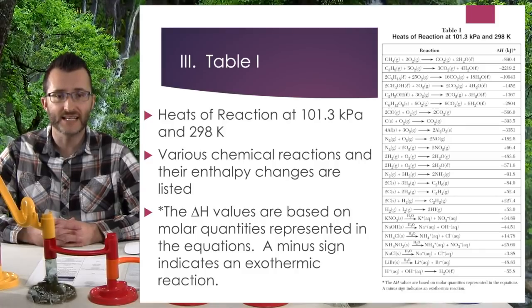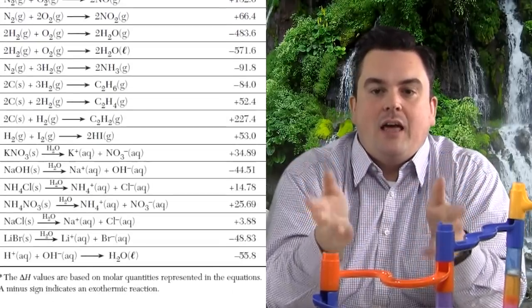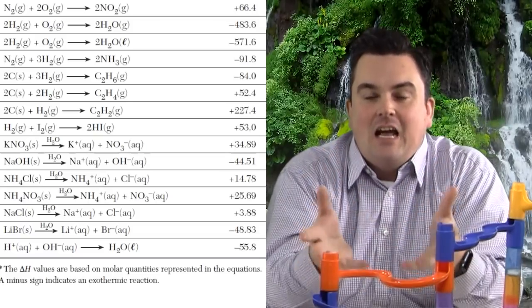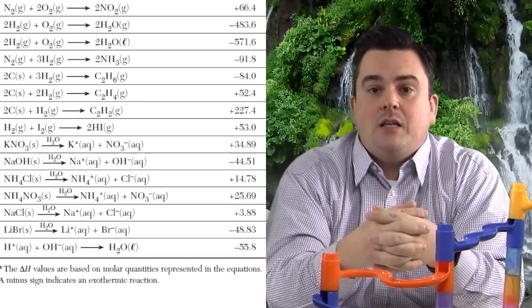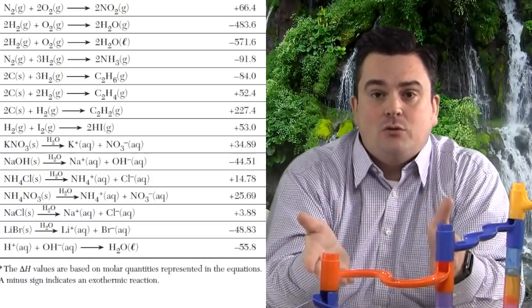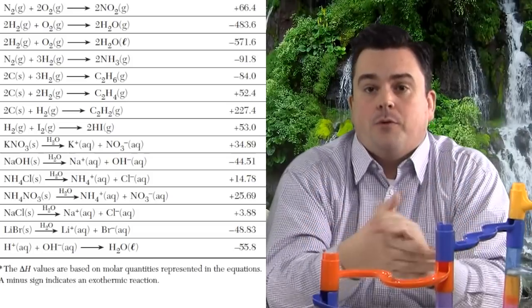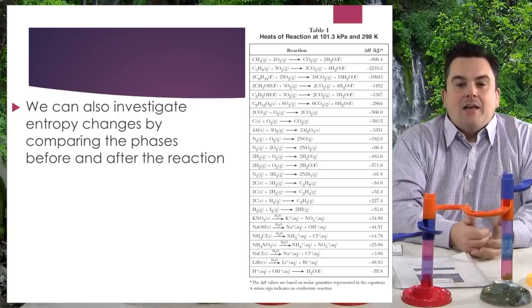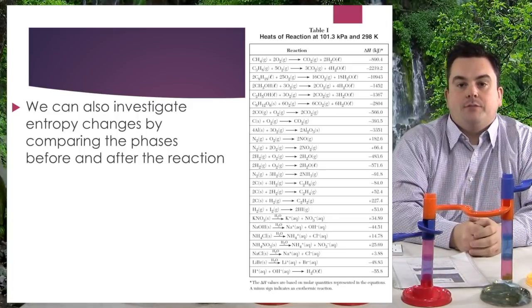A minus sign indicates an exothermic reaction. We can't emphasize this last bullet point enough. If you look at the bottom of Table I, that asterisk, it's literally telling you what a positive or negative delta H means. We already covered this in potential energy diagrams, but a negative delta H means that it's an exothermic reaction like it says, so a positive delta H must also mean that it's an endothermic reaction. It says it on the table. We can also investigate entropy changes by comparing the phases before and after the reaction.